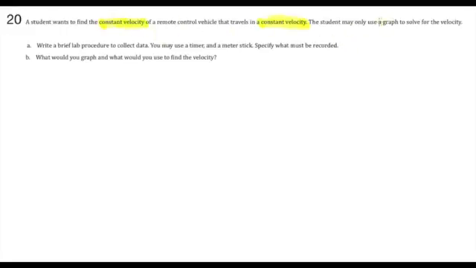The student may only use a graph to solve for the velocity. All right, so what does that mean? May only use a graph? Well, I hope you realize that that means no, straight up at least, no math. So no straight up math. We would have to use a graph. We need to figure out what we do.